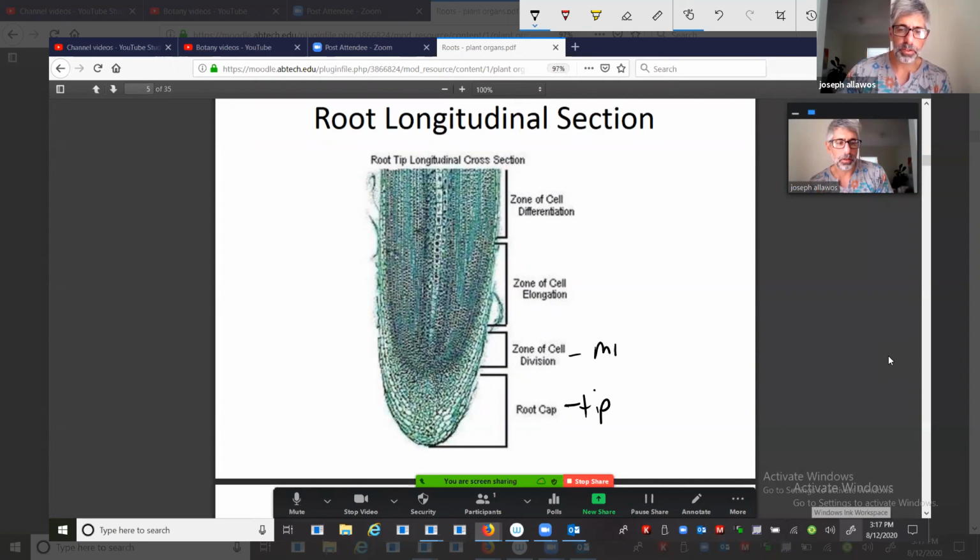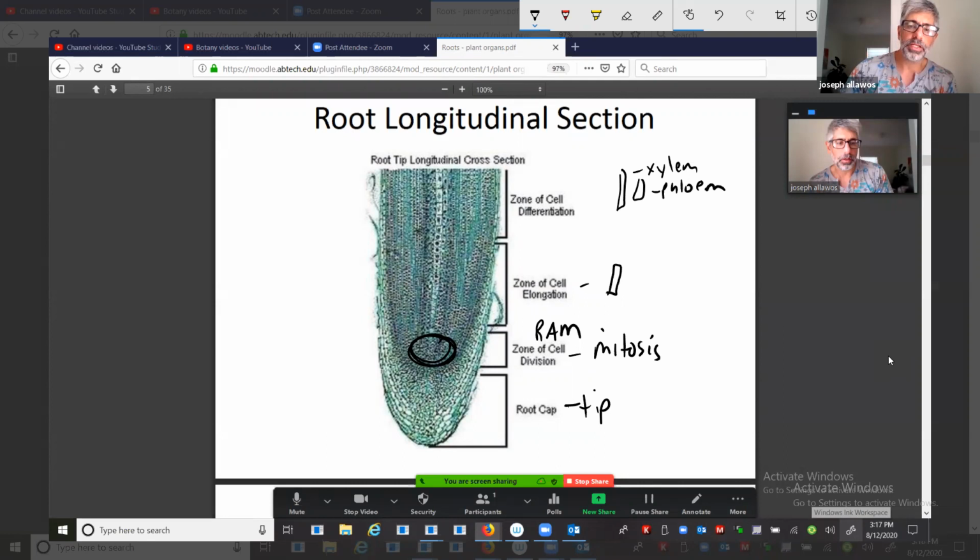Well, you know what this is, mitosis, right? This is where more cells are being made. This is basically the RAM, the root apical meristem that we talked about before, in this region. And then these are cells that are the products of this mitotic division, and this is where they get longer. So the cells literally start to elongate. And then even further up is the zone of cell differentiation. And so this is where you get things like xylem and phloem. Differentiation means that these cells begin to differentiate into the kind of cell they're going to be when they grow up, like a xylem cell or a phloem cell or a parenchyma cell.